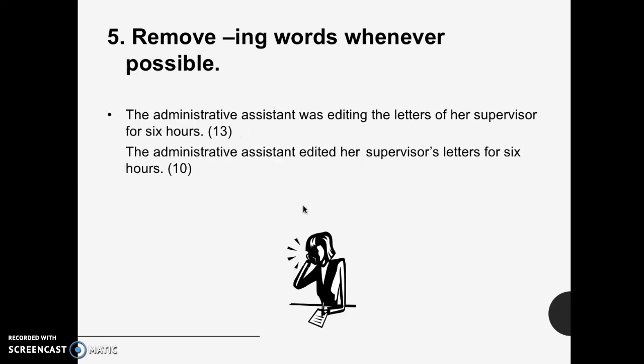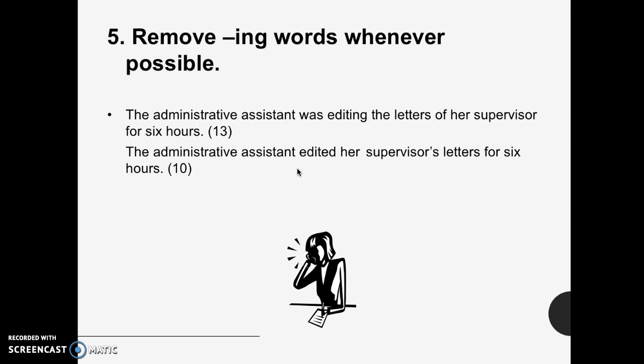Number 5, remove ing words whenever possible. So here we have a helping verb, was, with a main verb, editing, and notice the ing here. So what we can do is get rid of this. The administrative assistant was editing the letters of her supervisor. Get rid of was editing and change just the tense to edited. It doesn't change the meaning of the sentence in any way, and so it's an okay revision to make.